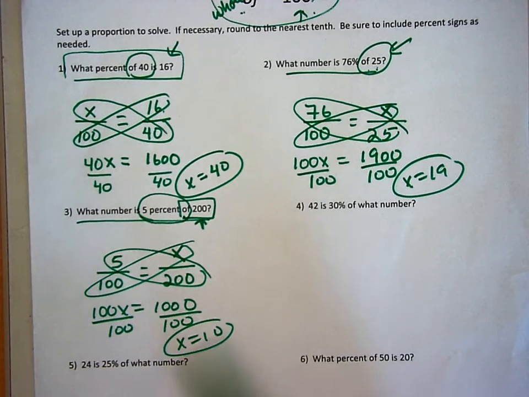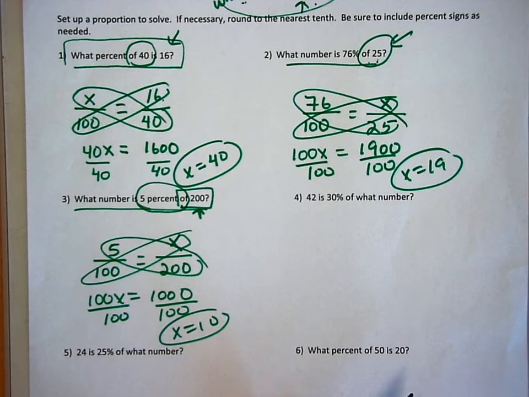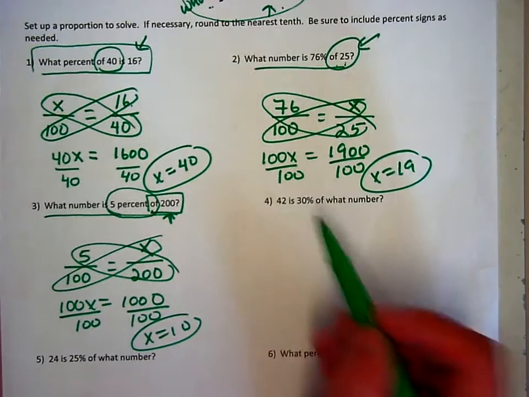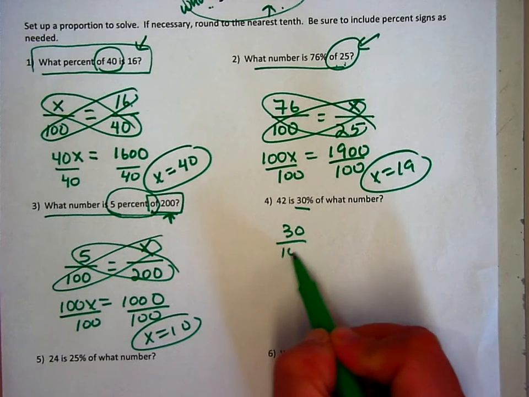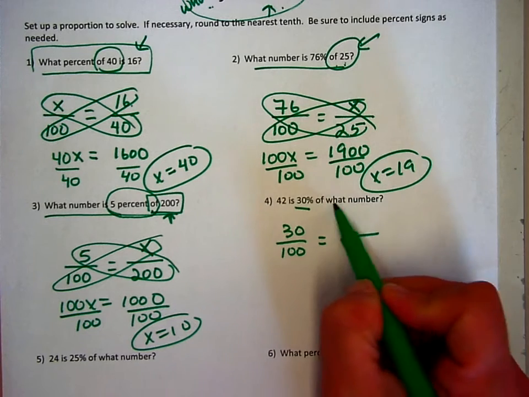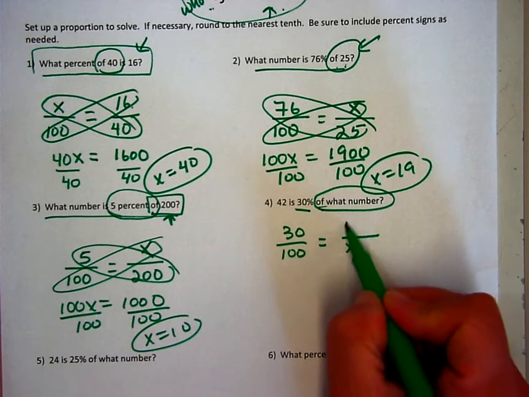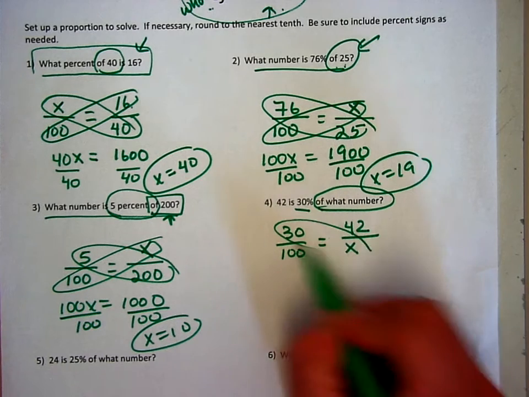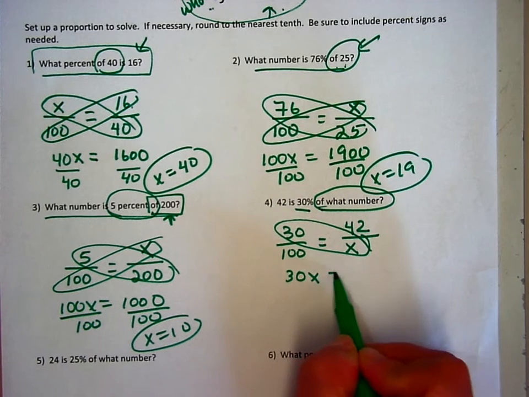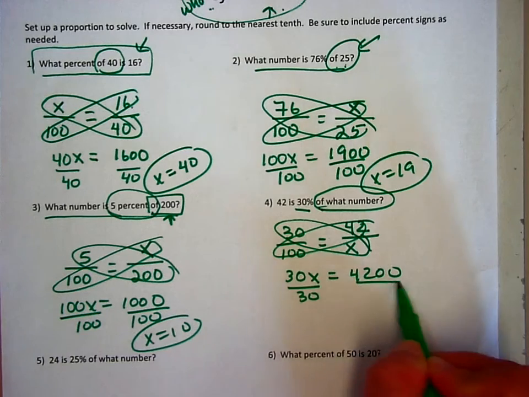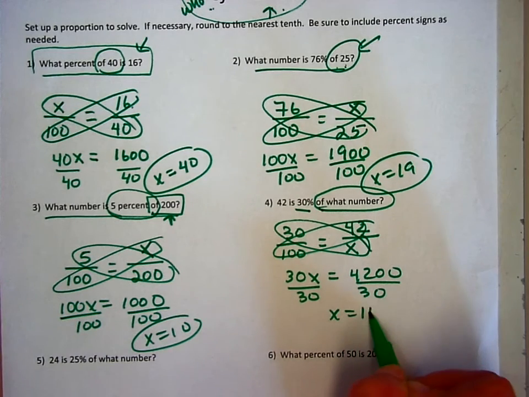Okay, pause the video, try the next three problems. After you try it on your own, then play the video and you can check your answers. So this would be 30 over 100 equals, notice I don't know what that total is. It's of what number, so this goes on the bottom, 42. Cross multiply, 30x equals 4200. Divide, divide, x equals 140.